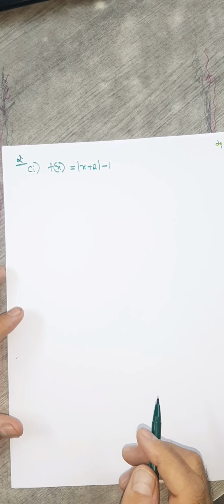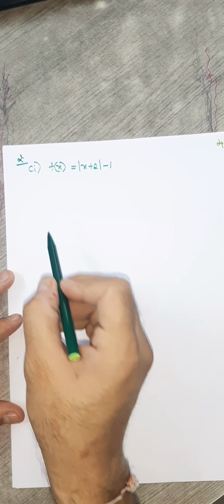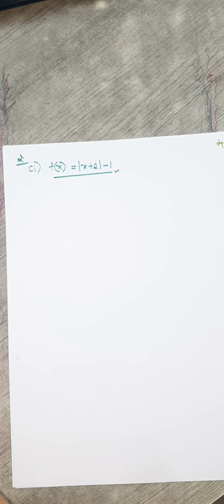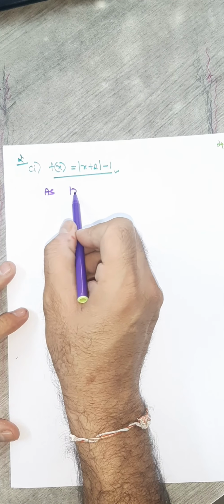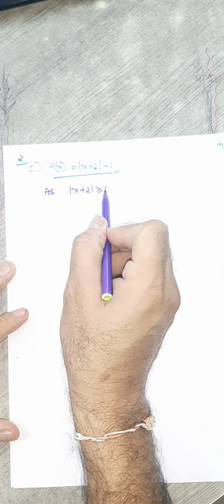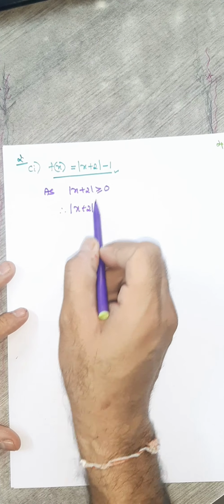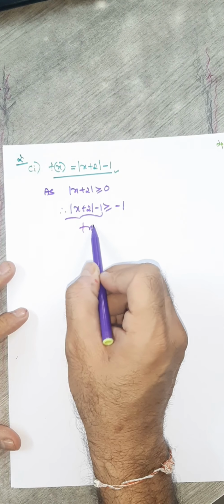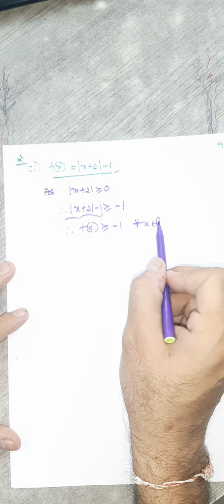Question number 2. Find the maximum and minimum values, if any, for the following functions. It's like the previous question only. Okay, in these questions you need to understand more than to write. Okay, now recall modulus function. You know, modulus of any expression is always greater than or equal to 0. Subtracting 1 here, so minus 1 greater than or equal to minus 1. This is f(x) is greater than or equal to minus 1 for every x belongs to R.